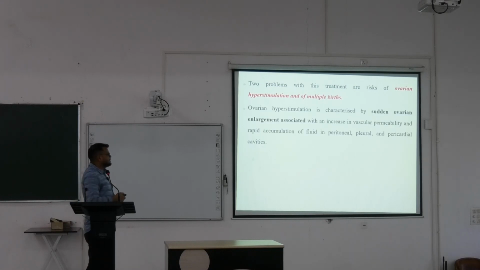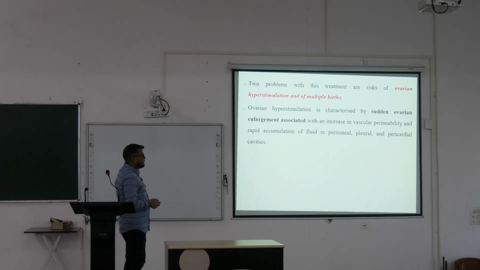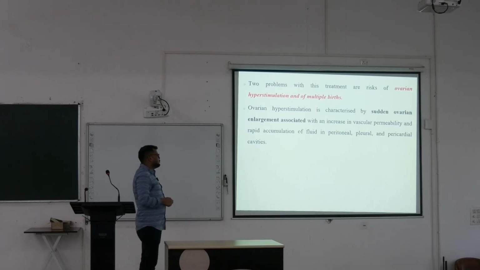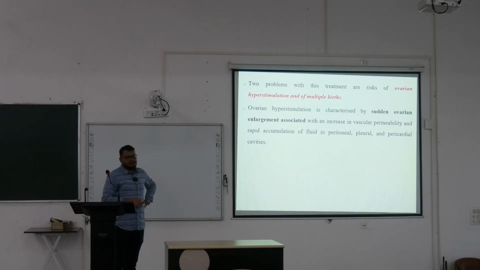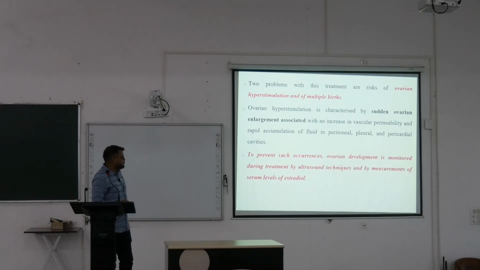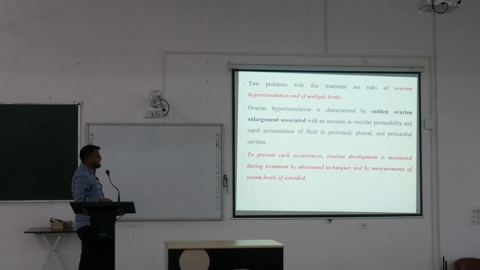Ovarian hyperstimulation is characterized by sudden ovarian enlargement associated with an increase in vascular permeability and rapid accumulation of fluid in peritoneal, pleural and pericardial cavity. To prevent such occurrences, ovarian development is monitored during treatment by ultrasound techniques and by measurements of serum levels of estradiol.